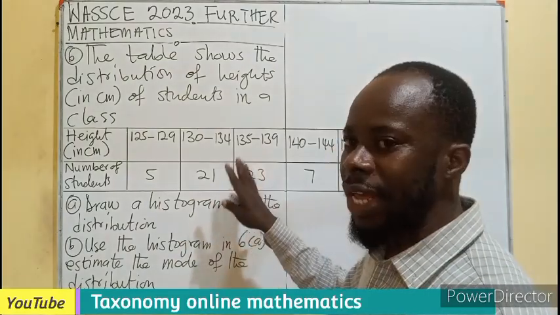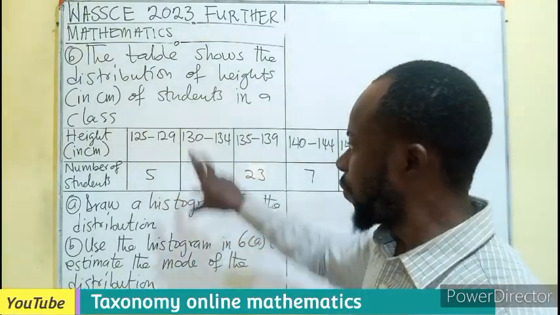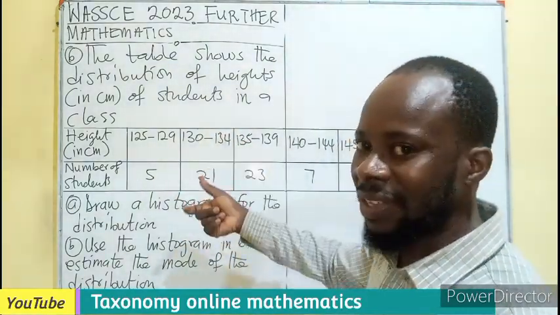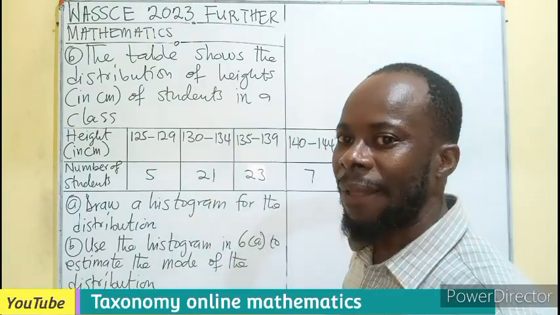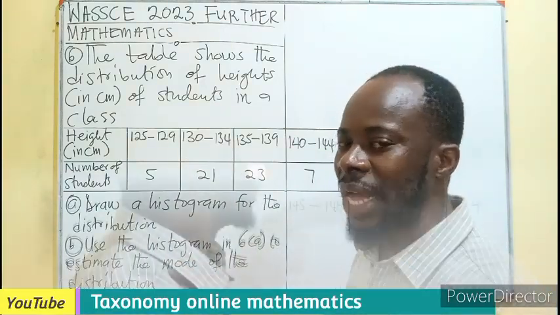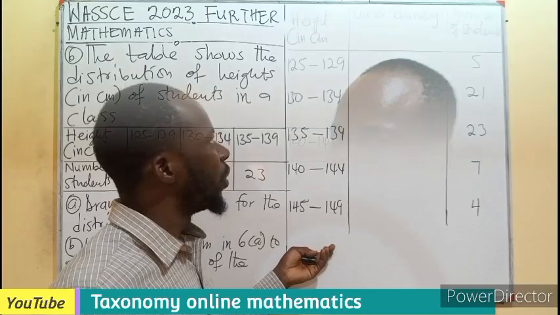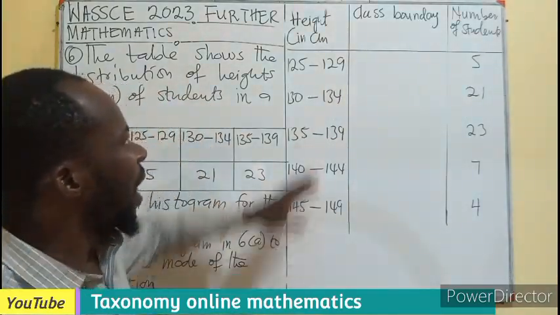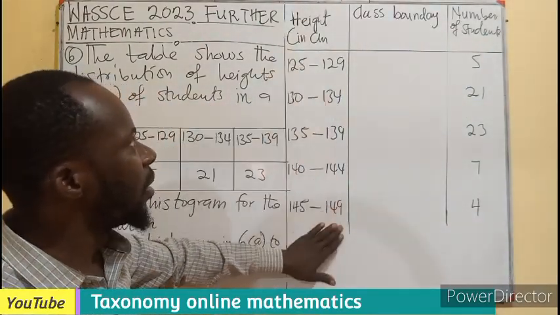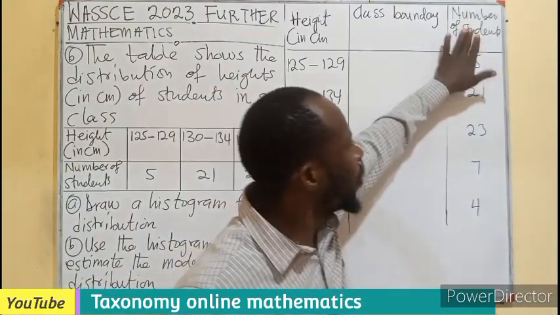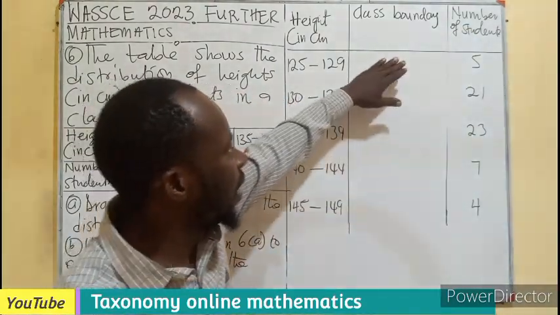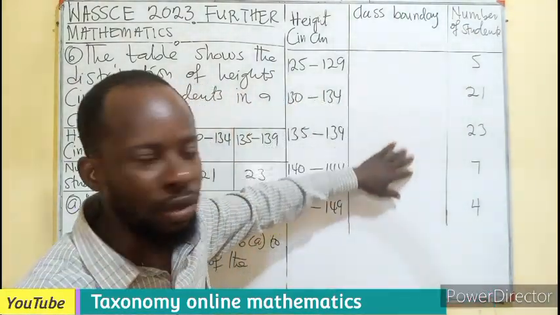We know to draw a histogram, we need two columns from this table. We use that in drawing the histogram. So let's see how we can do that. We have our height in centimeters, we have the frequency. Now let's generate the class boundary.